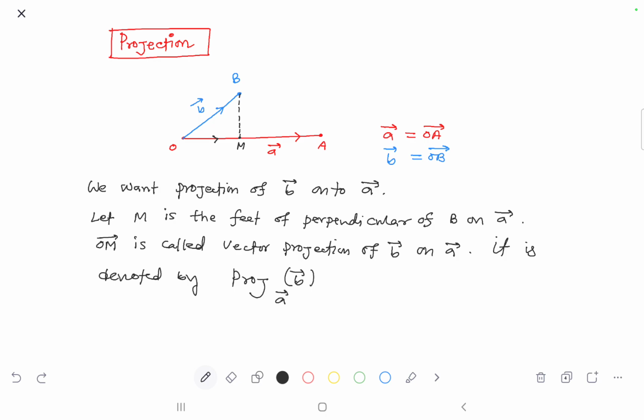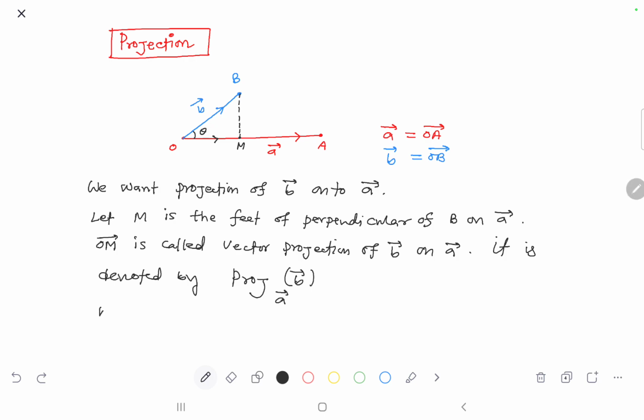So you have an A vector and a B vector. Let's say the angle between those two vectors is theta, and we draw a perpendicular from B to M. Then the OM vector is called the projection of B on A, which we denote by this. Now we want to write down a formula for this.